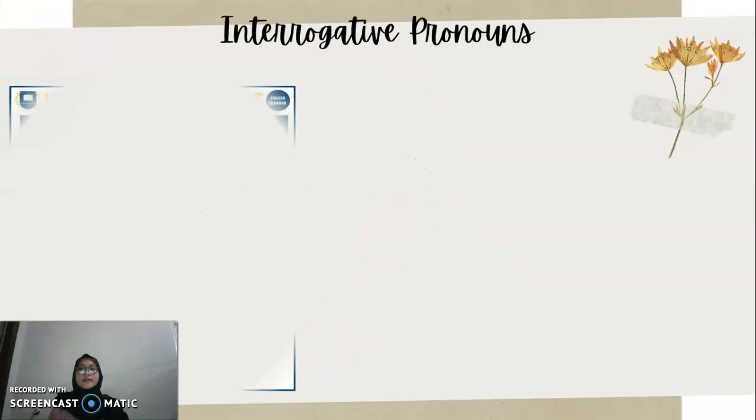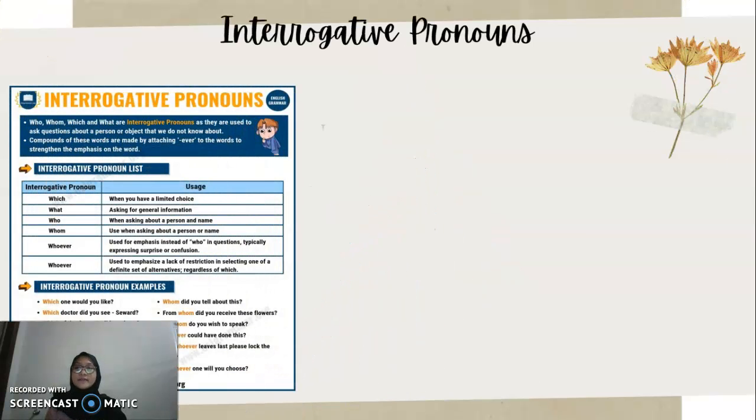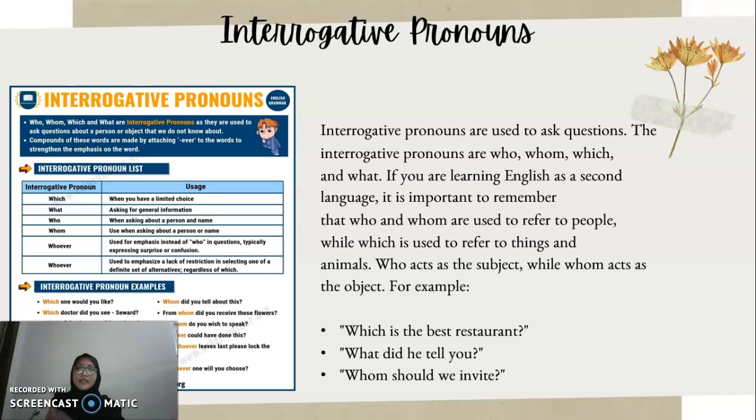Next is interrogative pronouns. Interrogative pronouns are used to ask questions. The interrogative pronouns are who, whom, which, and what. If you are learning English as a second language, it is important to remember that who and whom are used to refer to people, while which is used to refer to things and animals. Who acts as the subject, while whom acts as the object.